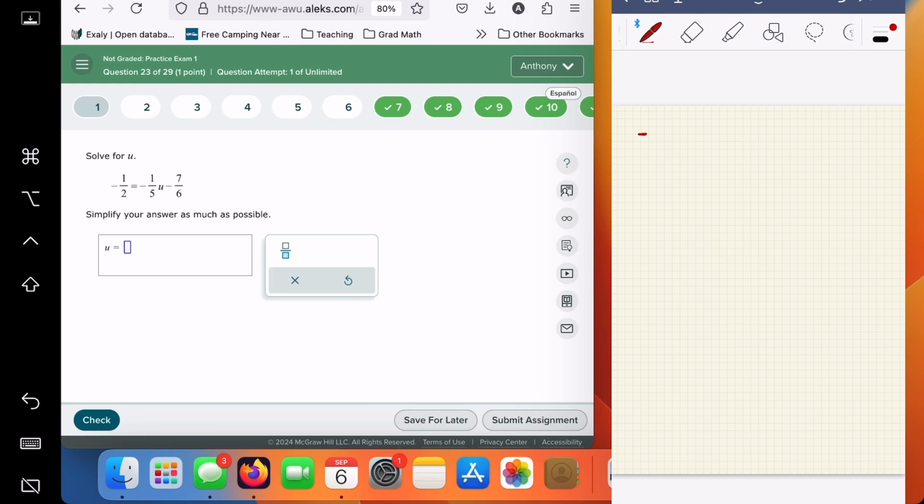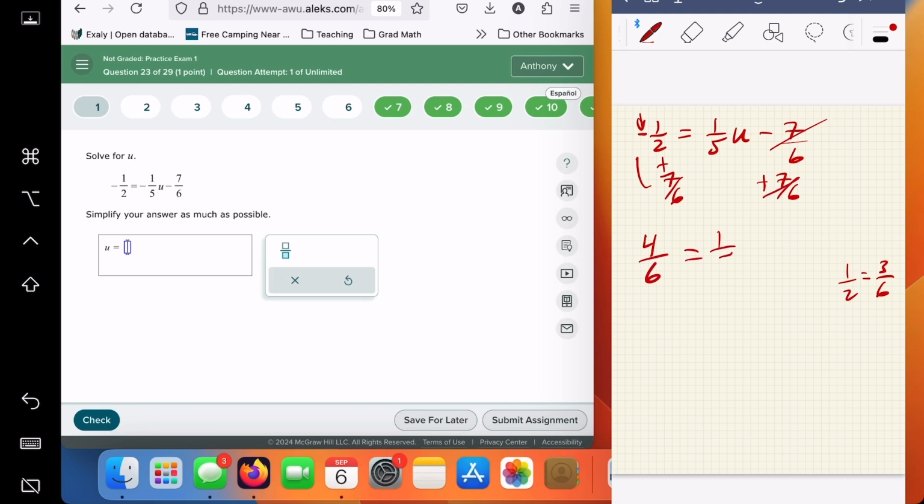So what am I going to do in this case? 1 half is equal to 1 fifth u minus 7 over 6. Let's go ahead and add 7 over 6 to both sides. And by the way, 1 half is 3 over 6. So if I add these things, remember I'm subtracting. So 7 minus 3 is 4 over 6. That's my left-hand side. And here they cancel, so I just have 1 fifth u. Now I'm going to multiply by 5 on both sides. And that gets me 20 over 6 is equal to u.